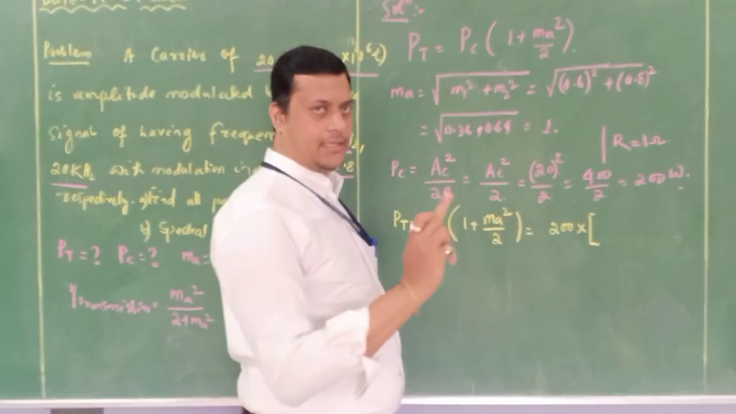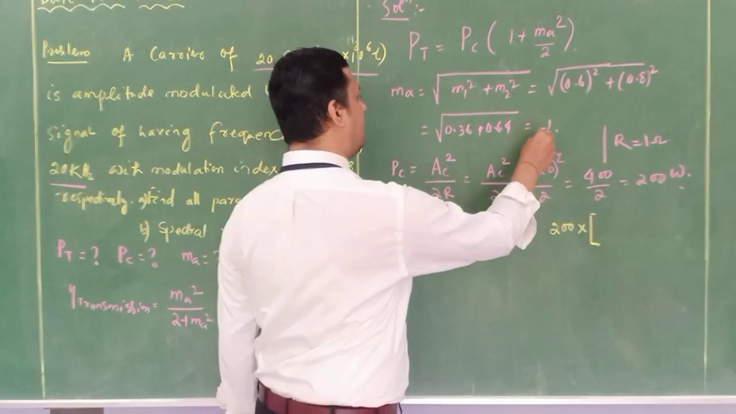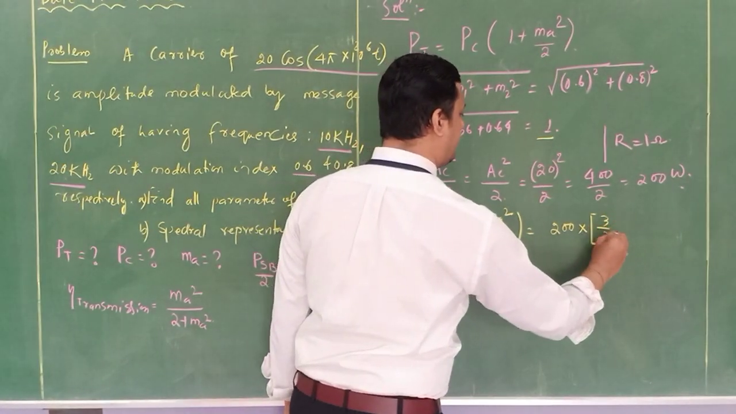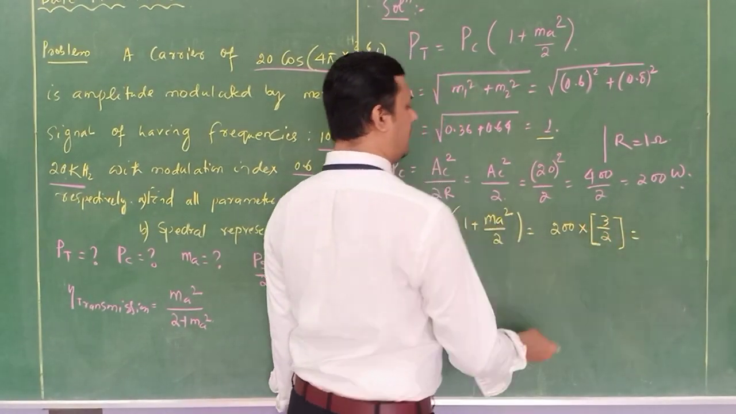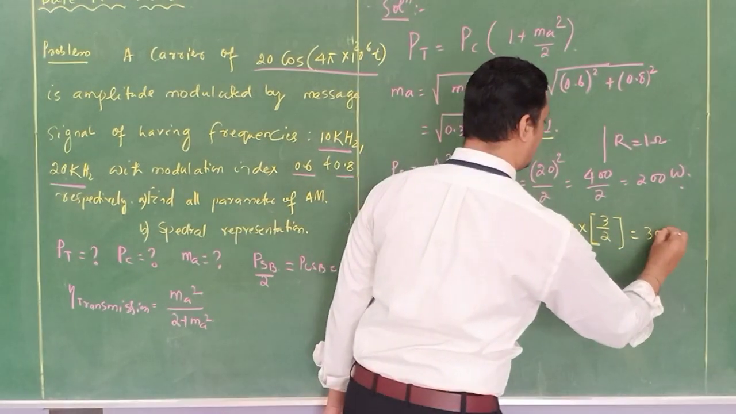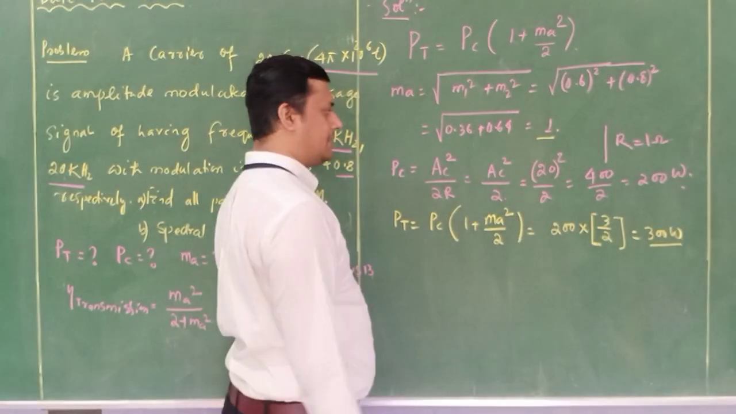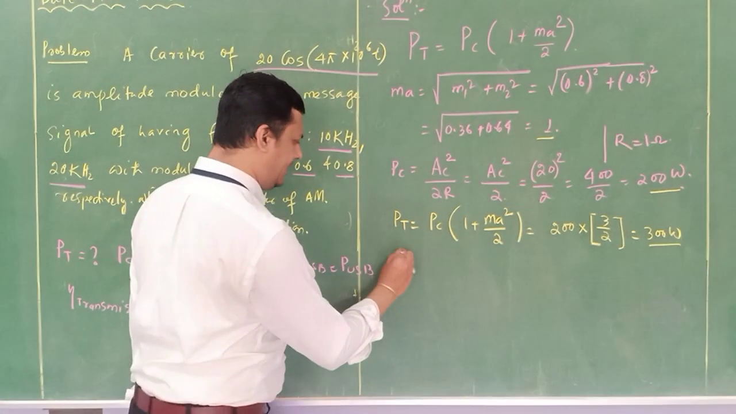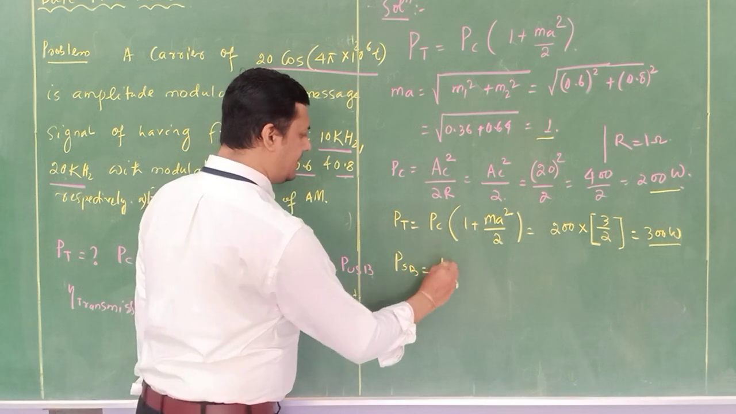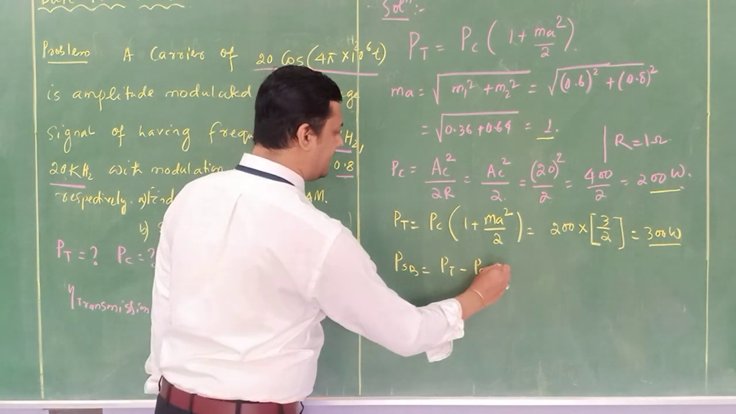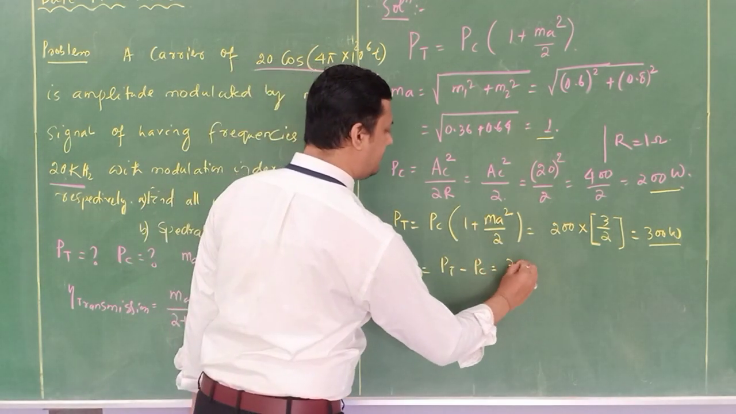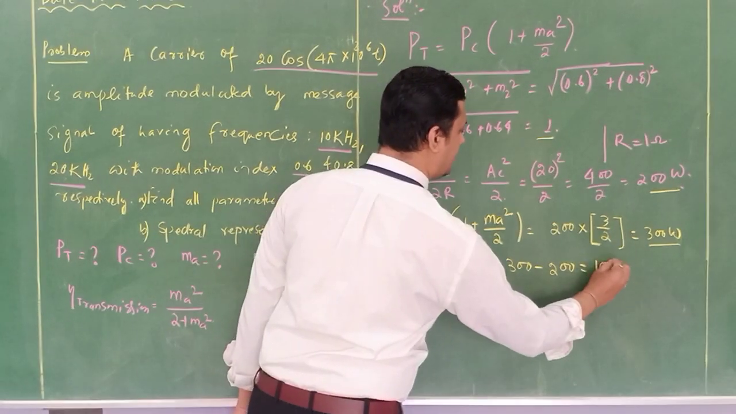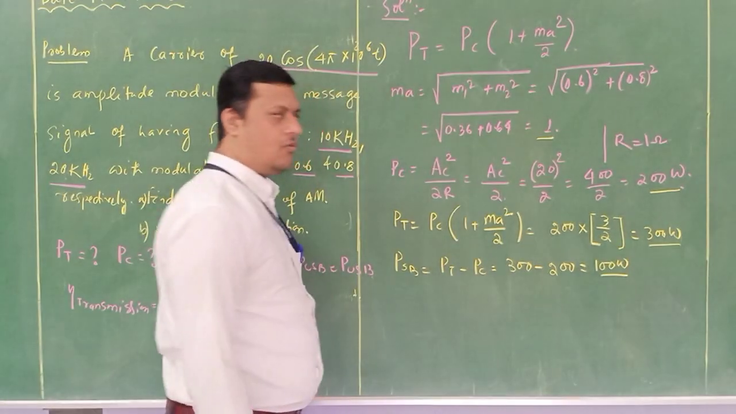MA is 1, because the net modulation index we have calculated is 1. So 1 square is 1. So here we will get 3 by 2 of the carrier power, which equals 300 watt. So this is my transmitted power, and this is my carrier power. Sideband power is equal to transmitted minus carrier. Transmitted is 300, carrier is 200, so your sideband power is 100 watt.